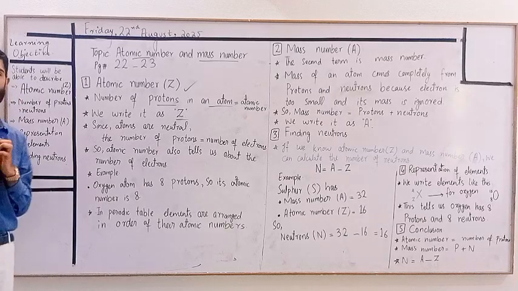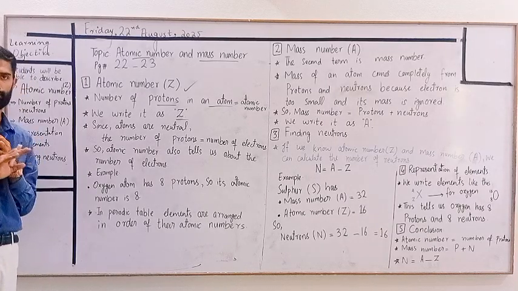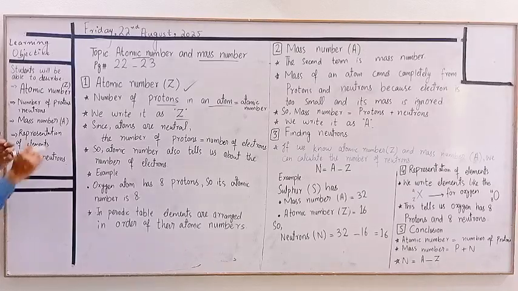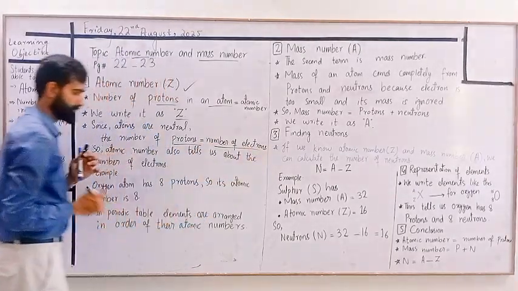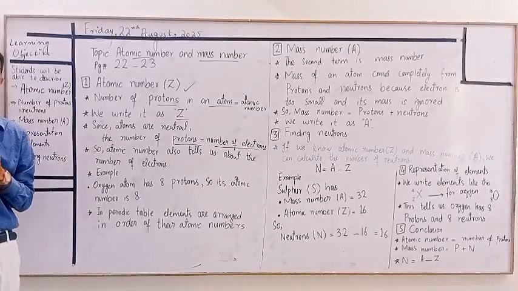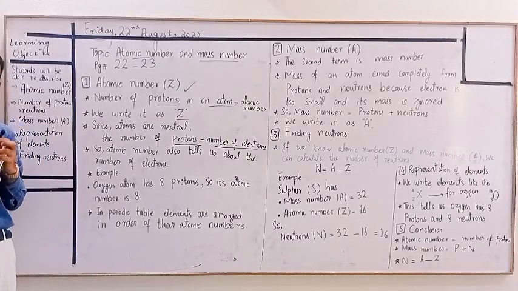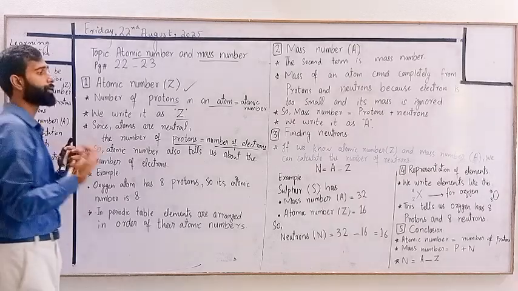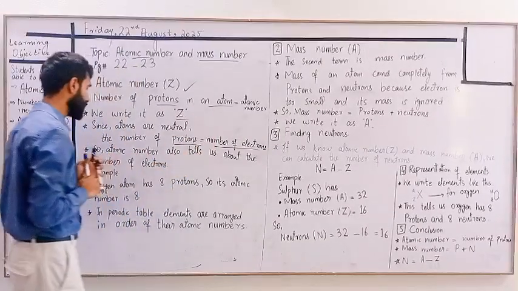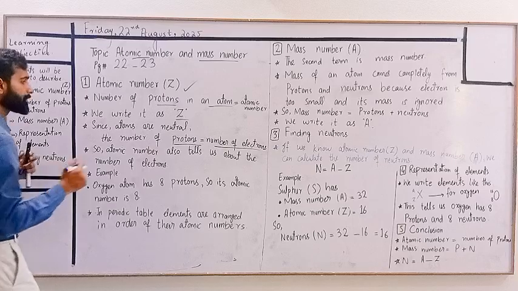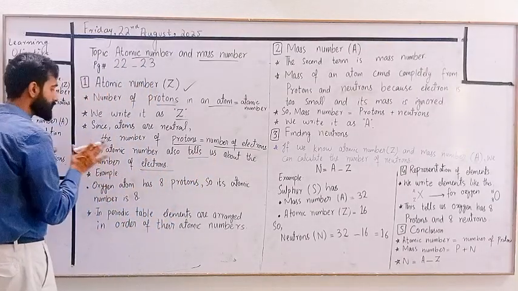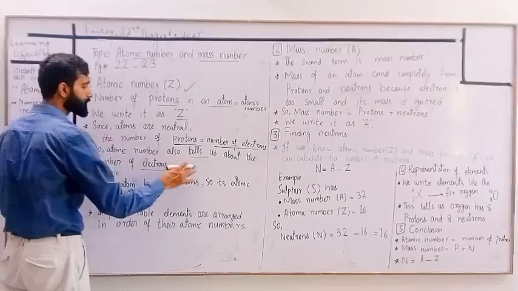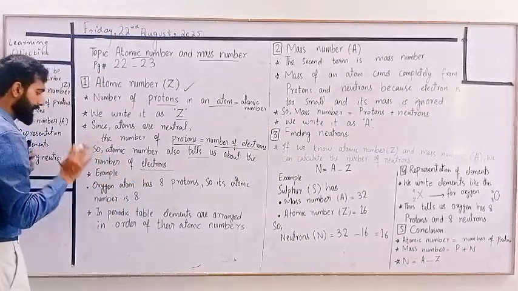Since all atoms are neutral, meaning atoms contain no charge, the number of protons is equal to the number of electrons. If we know the number of protons of any element, we also know the number of electrons of that element, right? So the atomic number also tells us about the number of electrons.